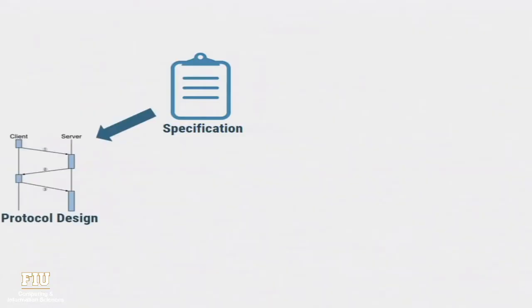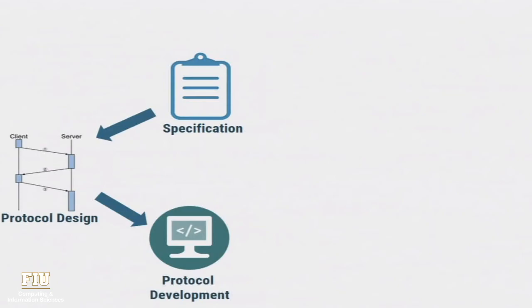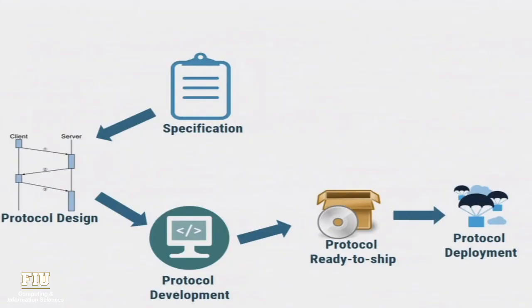So implementing a network protocol starts with looking at the specification, which oftentimes lists a number of requirements, or in other words, properties, right? Then the designer comes up with the design, which goes through the coding phase, and once it is ready, it is shipped for deployment.